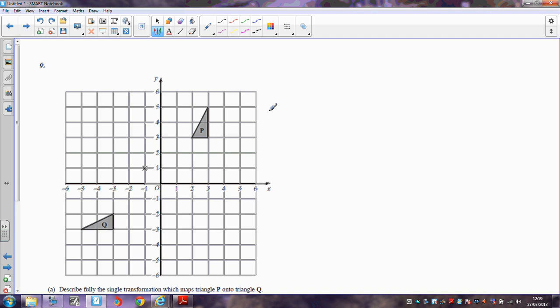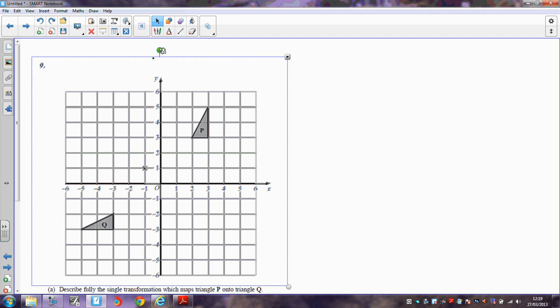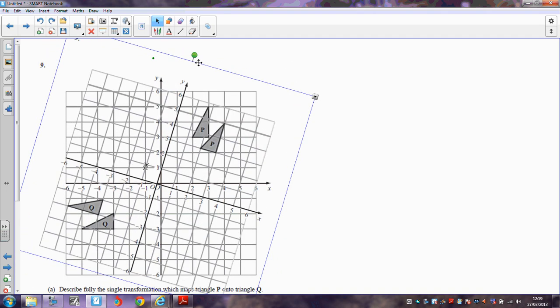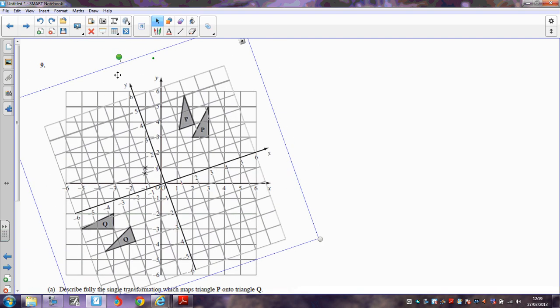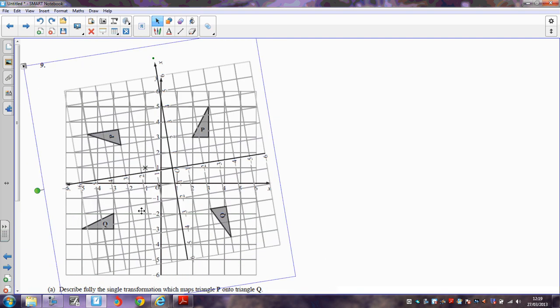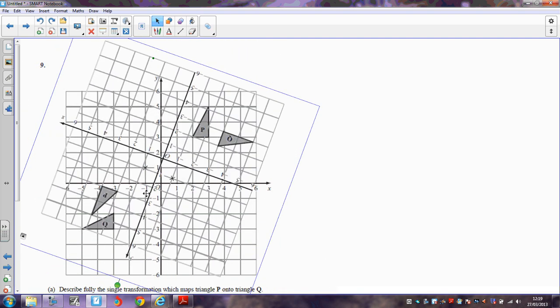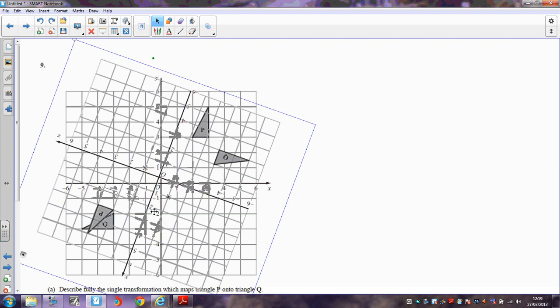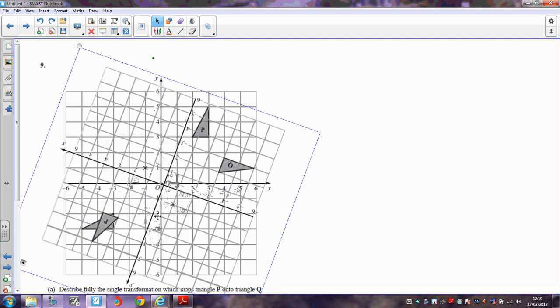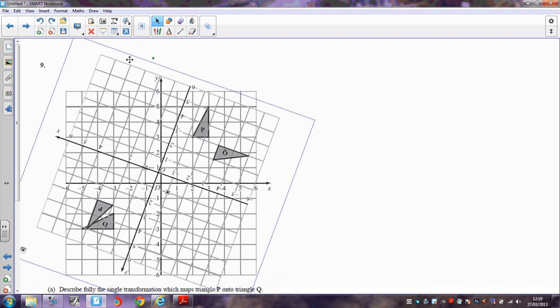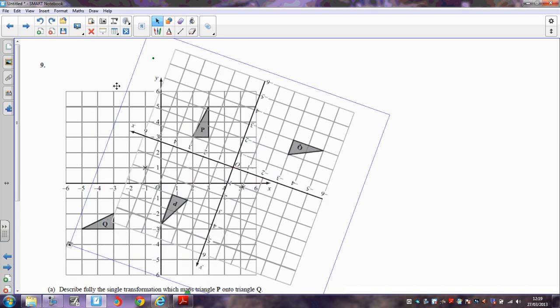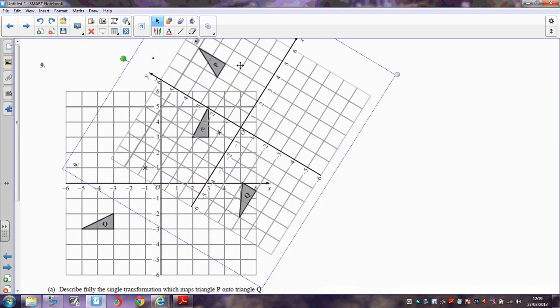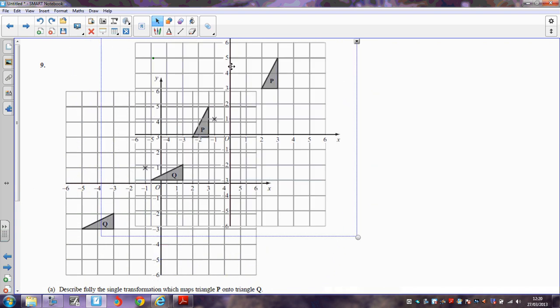Now, what I'm going to do is show you that it's not a rotation. Let's do it as P onto Q. If I try to do it by rotating, you can see that P is never going to fit on top of Q. So it's definitely not a rotation, which means it must be a reflection.